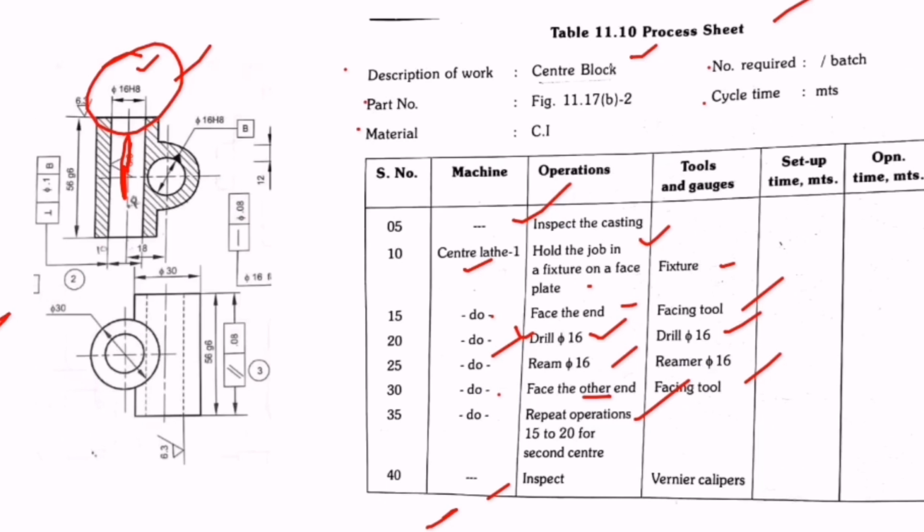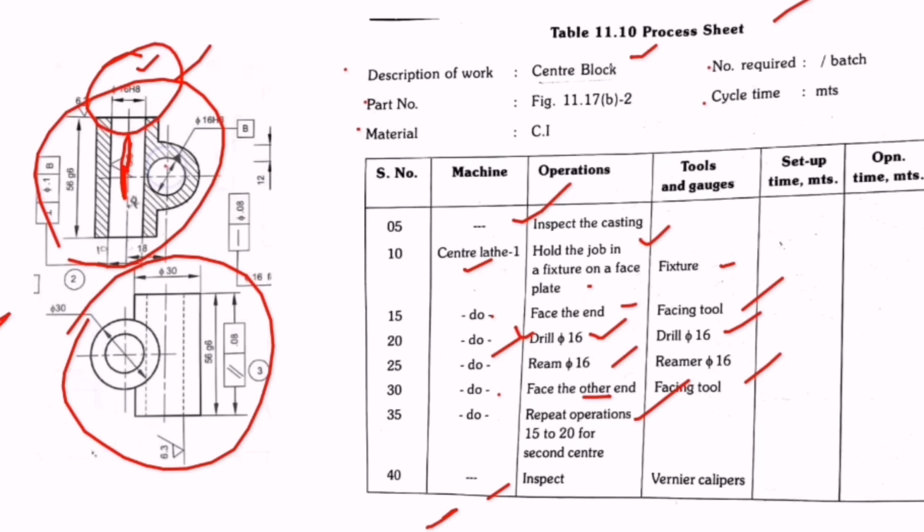So repeat the operations. Repeating the operations means we have two blocks, so this side we should make a 16 diameter hole, and this side also we should make a 16 diameter hole. So repeating the operations for the second center. Next, finally inspect the object. This is the information about the process sheet of the center block of the universal coupling.